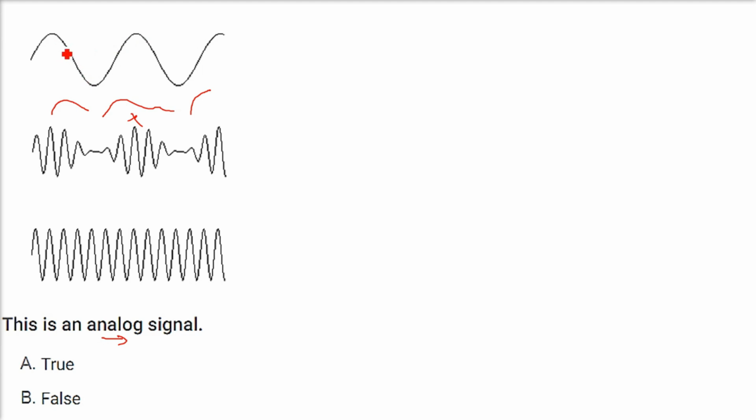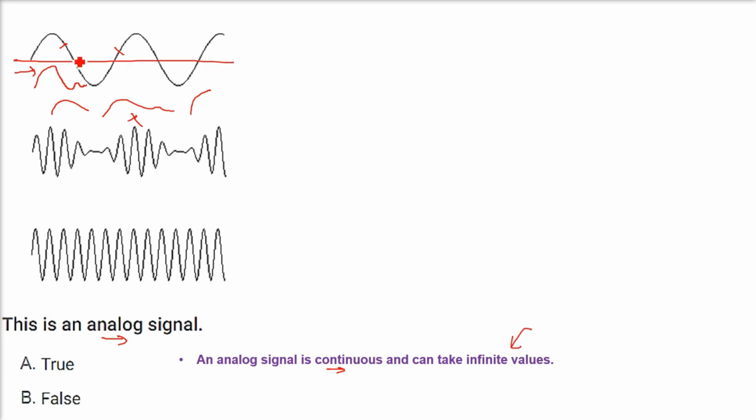For every x value, you should get some y value. For every time value, you should get some voltage value. Alright? And this is not always like this. If you see the middle one, it is not the waveform of sine or cos. It is almost different. So an analog signal is continuous and it can take infinite values. So if I make a graph out of it, for every x value, you will get a y value.